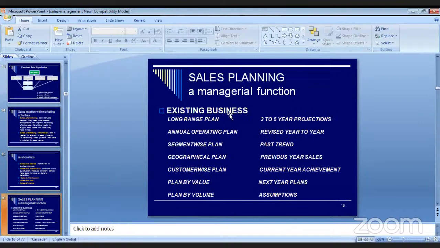Sales planning includes everything: annual operation plan, segmentation plan, geographical plan, customer wise plan, plan by volume, plan by value and volume. So we are making this kind of sales planning in the field of management.